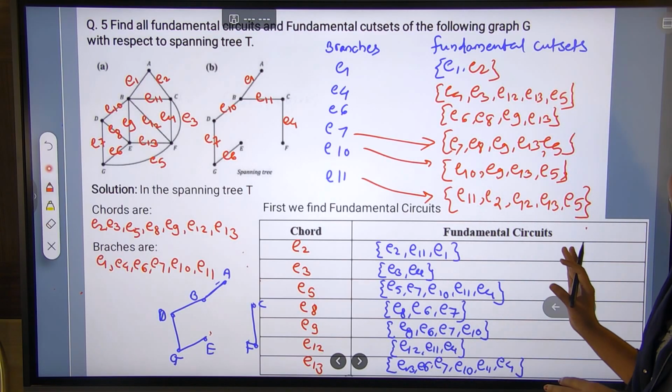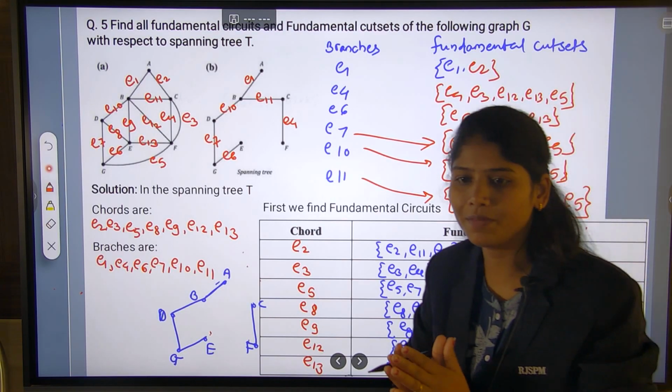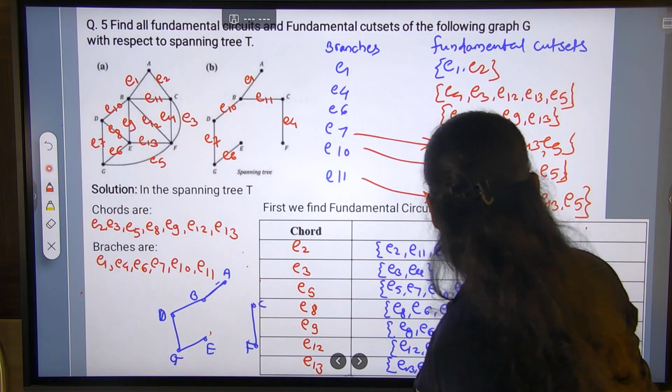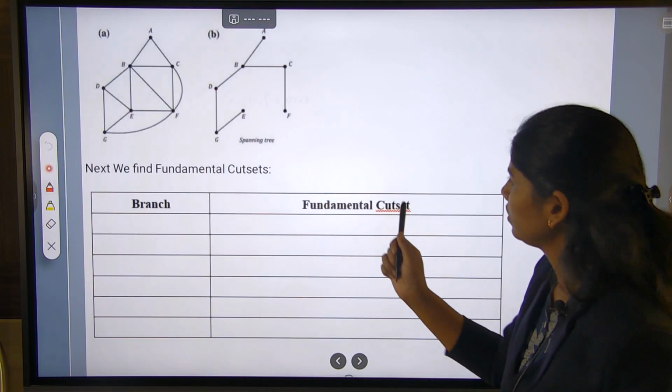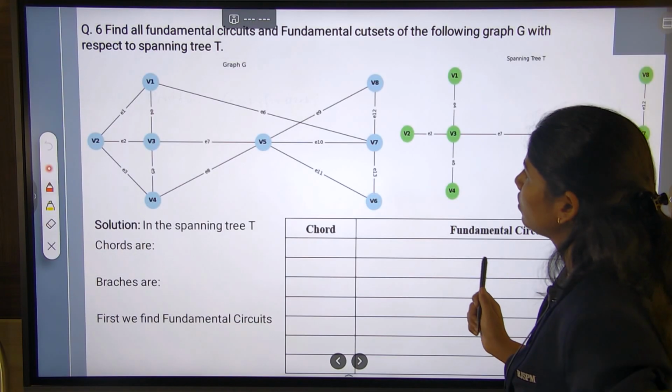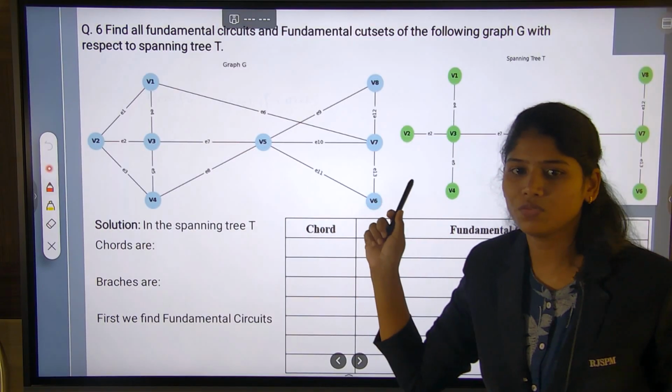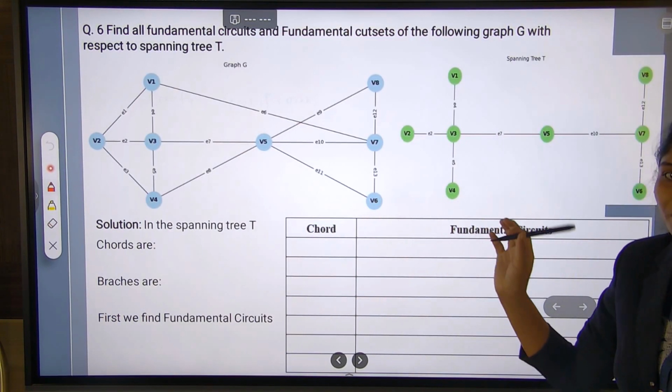So this is all about the fundamental cut sets and fundamental circuits. One more example is there. This is for homework. You need to solve this question by yourself.